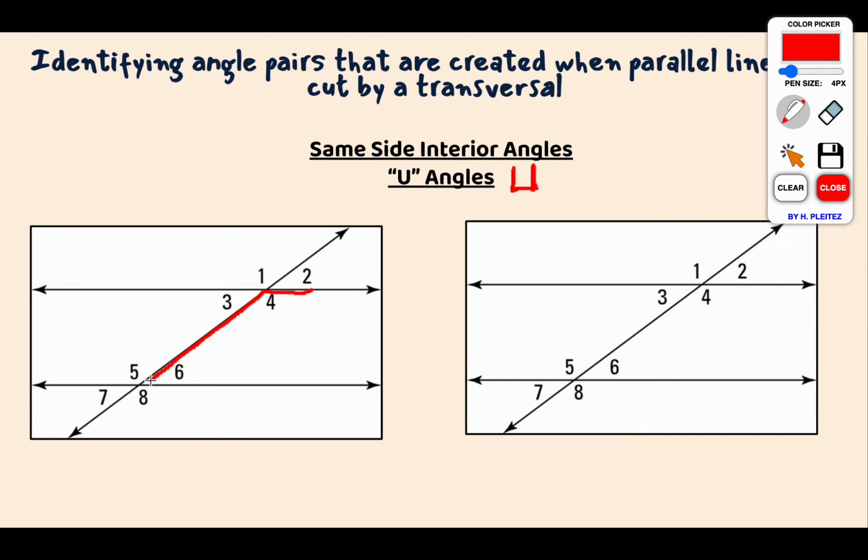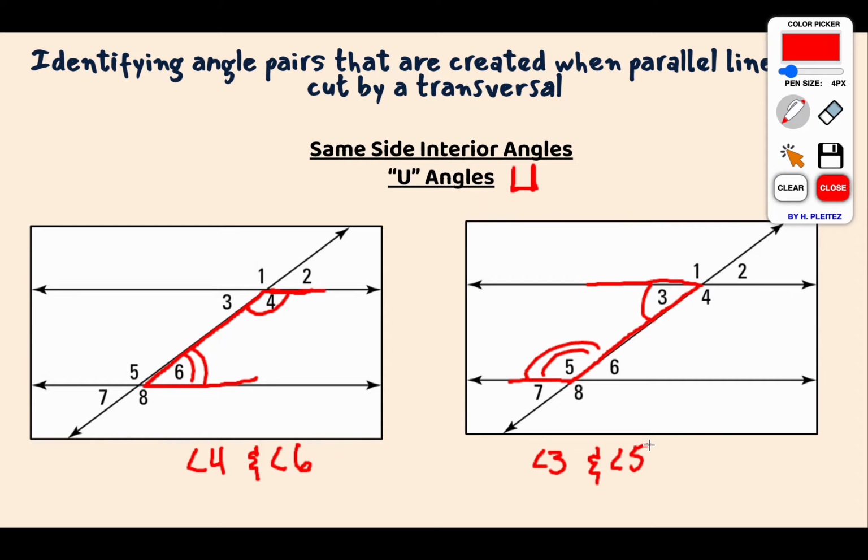And again, you guys want to get in the habit of highlighting these things so that you can see them more clearly. So here we have angle 4 and angle 6 are same side interior angles. And then separately, if we went the opposite way over here, we would have angle 3 and angle 5.